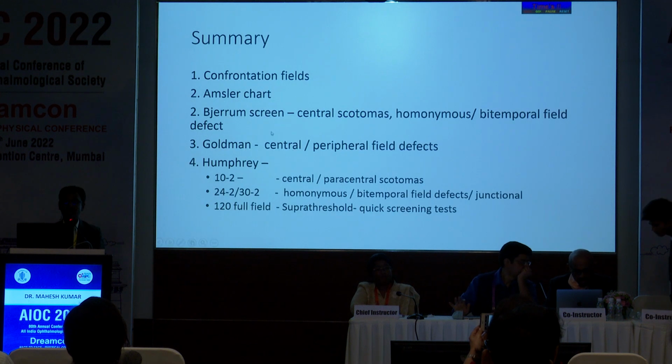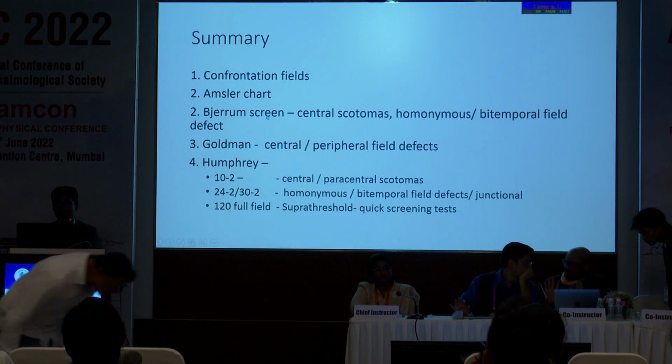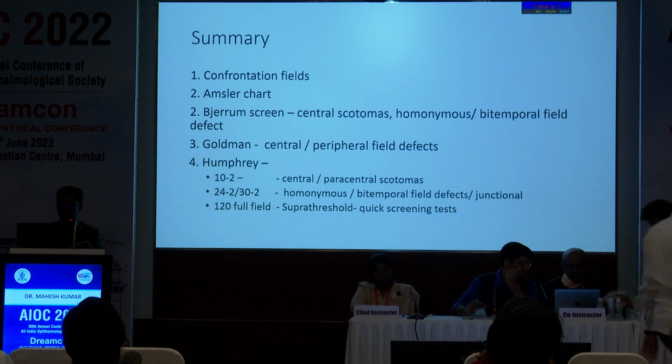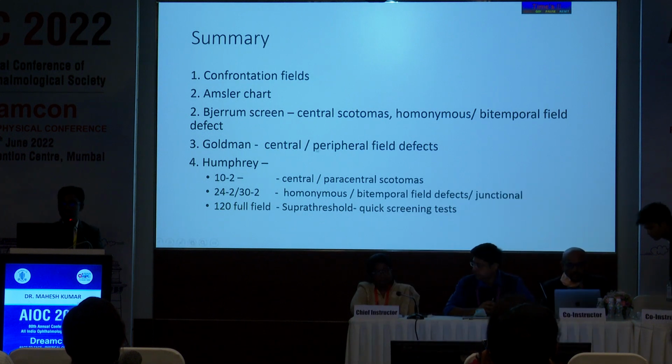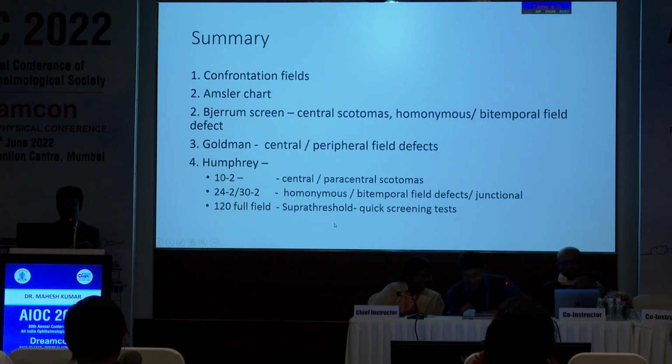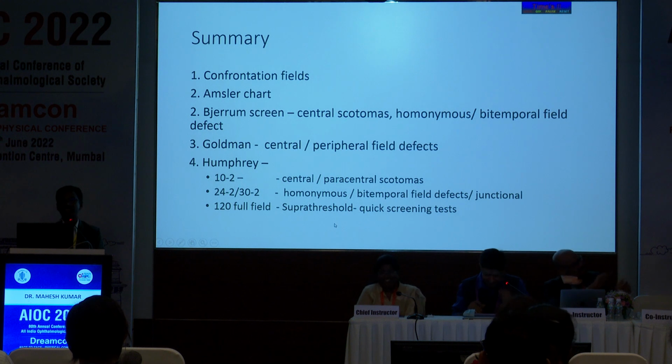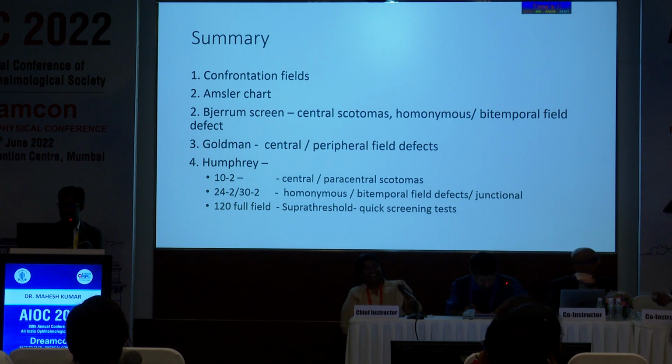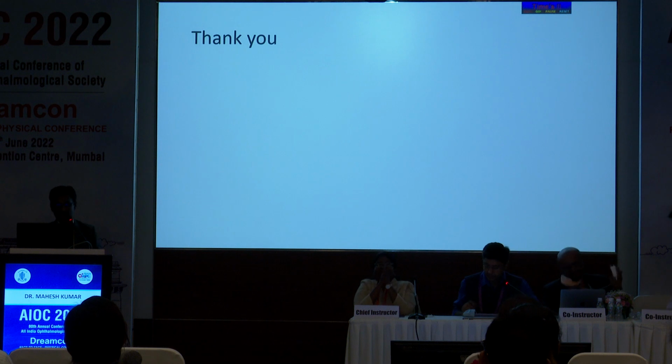So in summary, we need to do confrontation fields, Amsler grid. A Bjerrum screen may be employed for central scotomas and homonymous field defects. A Goldmann is ideal if it is available. And in Humphrey fields, 10-2 for central defects, 24-2 for most bitemporal or homonymous field defects. And 120 full field tests can be done in a supra-threshold manner for quick screening in difficult patients who are unable to cooperate. Thank you for your attention.